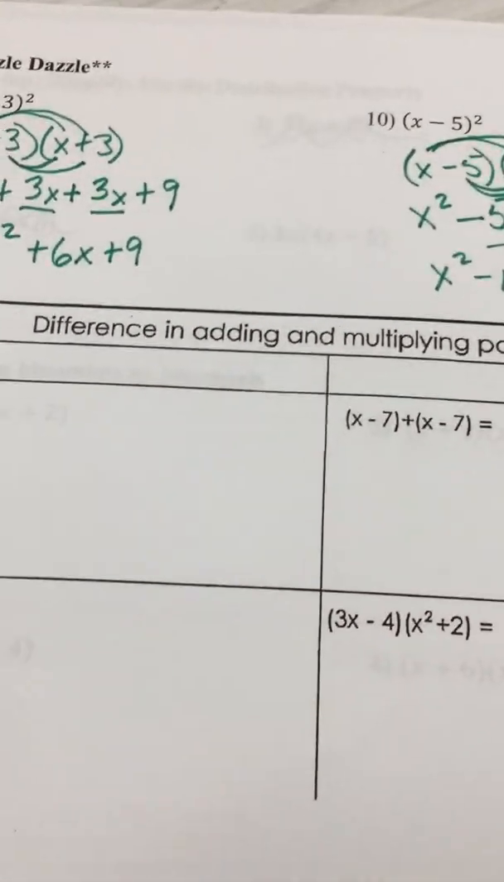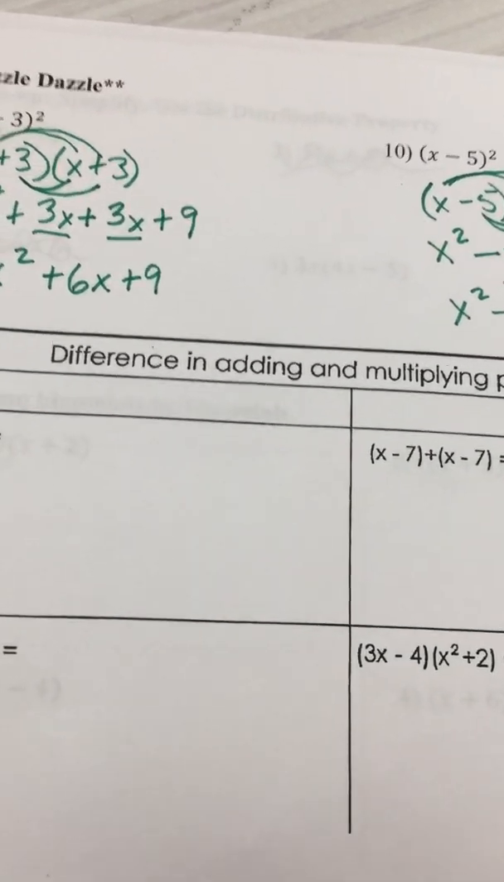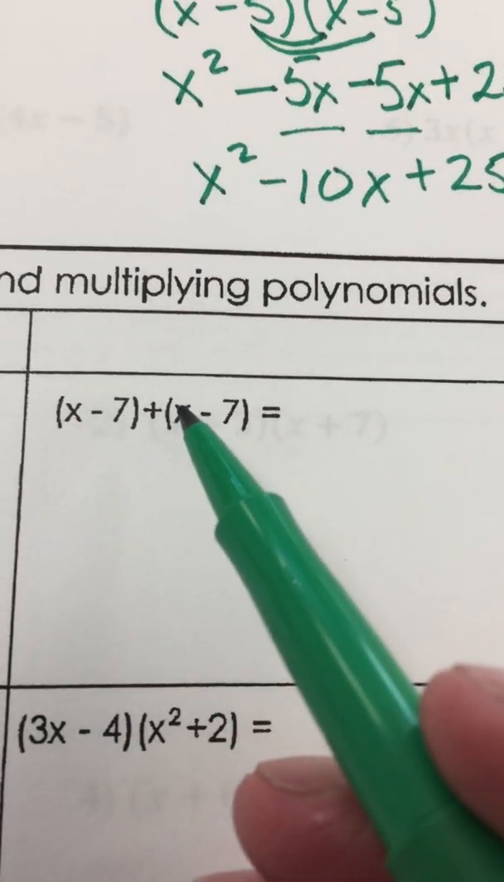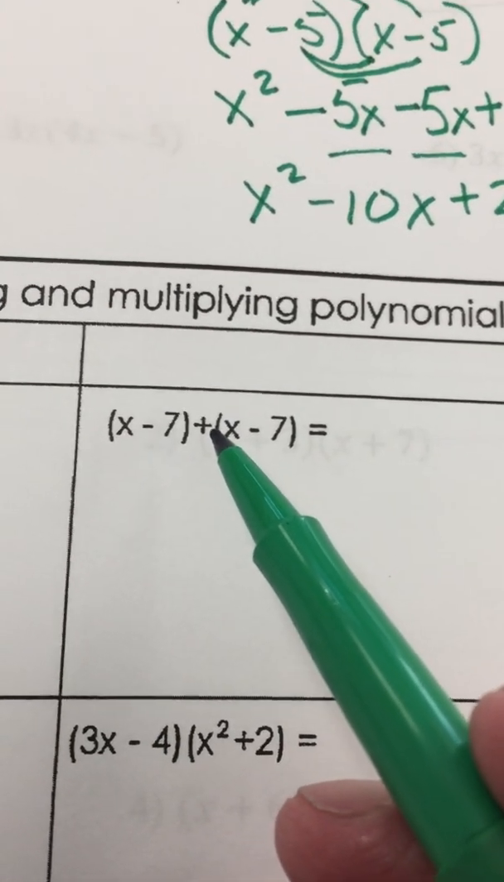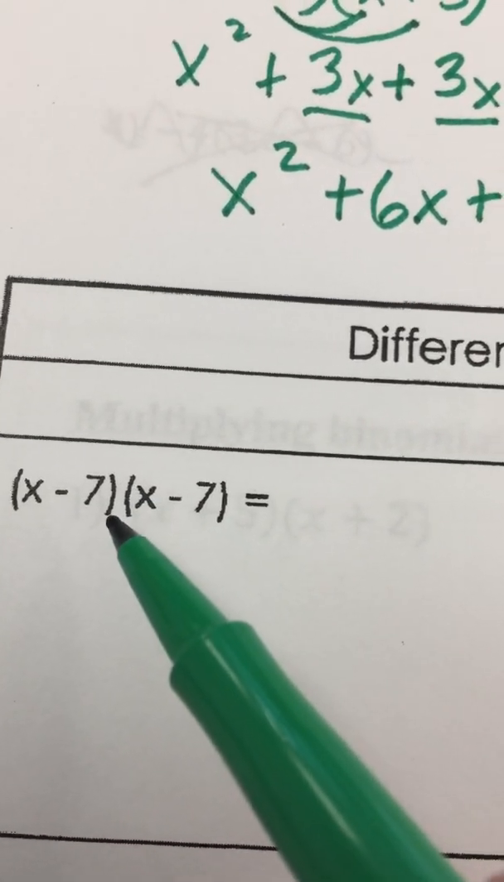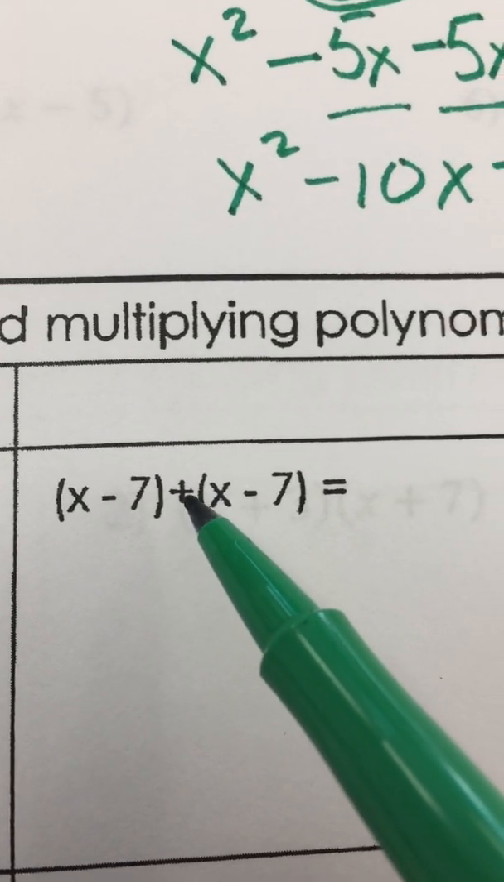All right, now the next section I want to talk about is the difference in adding and multiplying polynomials, because you're going to start mixing these up. This one is a multiplication problem. This one is an addition problem. How do you know? Look between the parentheses. Do you see anything? No, that's multiplication. Look between the parentheses. Do you see something? Yes, a big old plus sign.